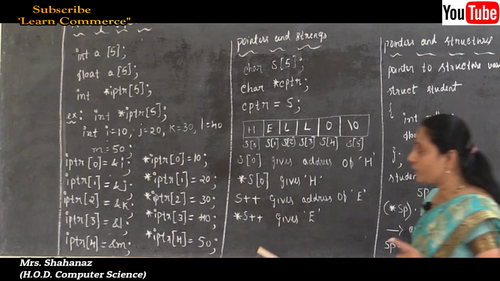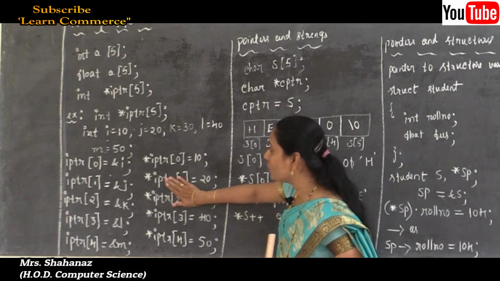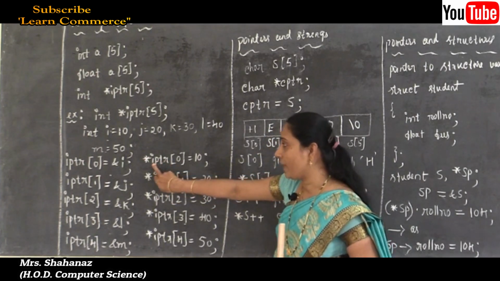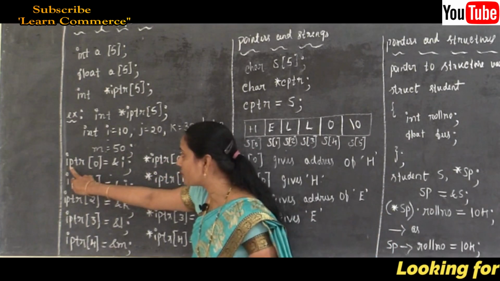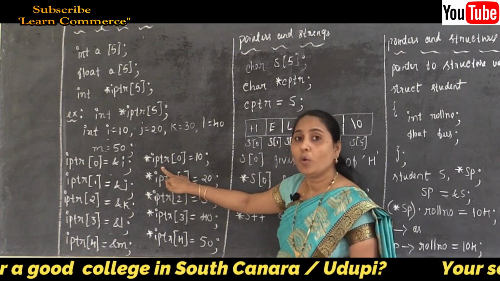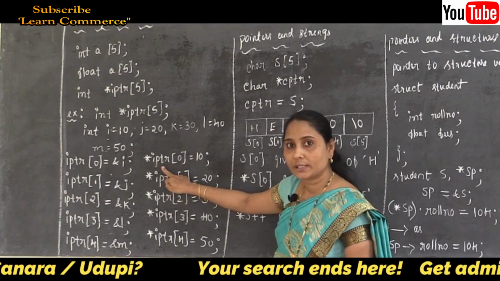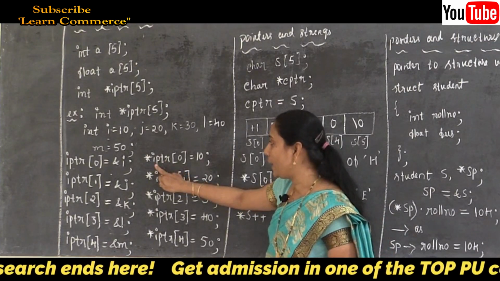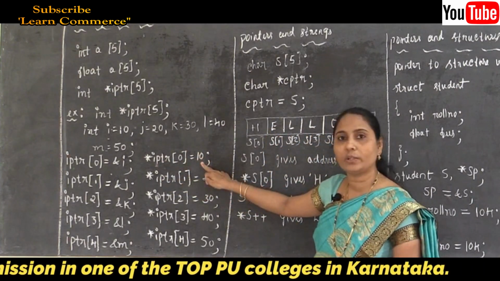After that, what's the difference if you use just iptr of 0 and if you use the pointer star iptr of 0? Clear this point. The pointer star iptr of 0 is equal to 10.